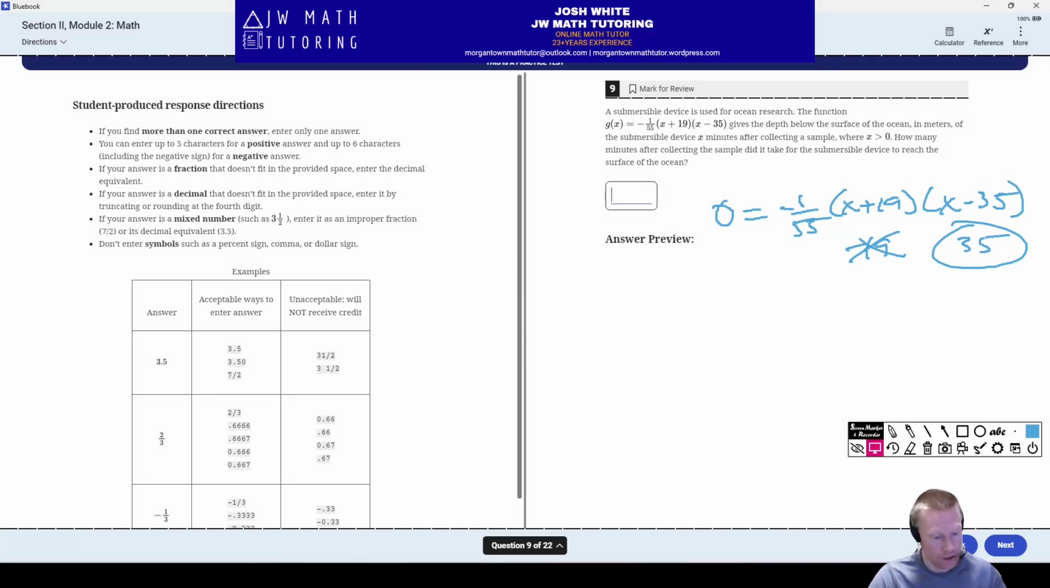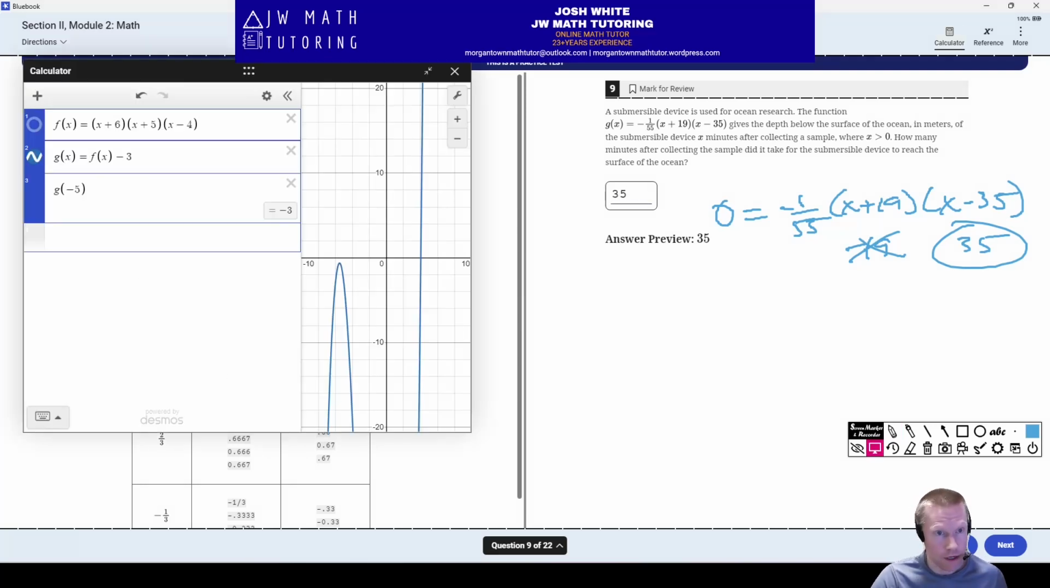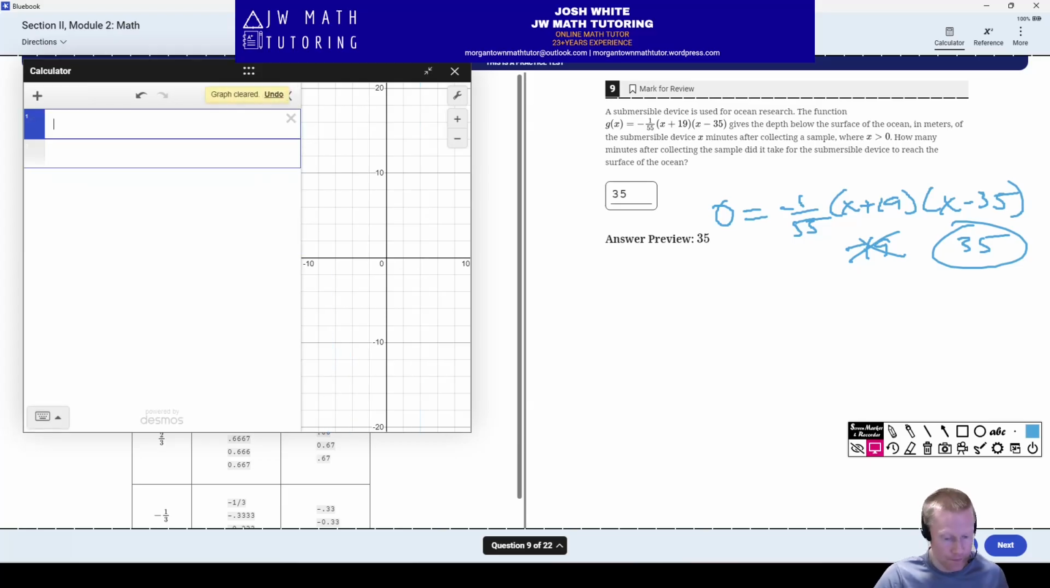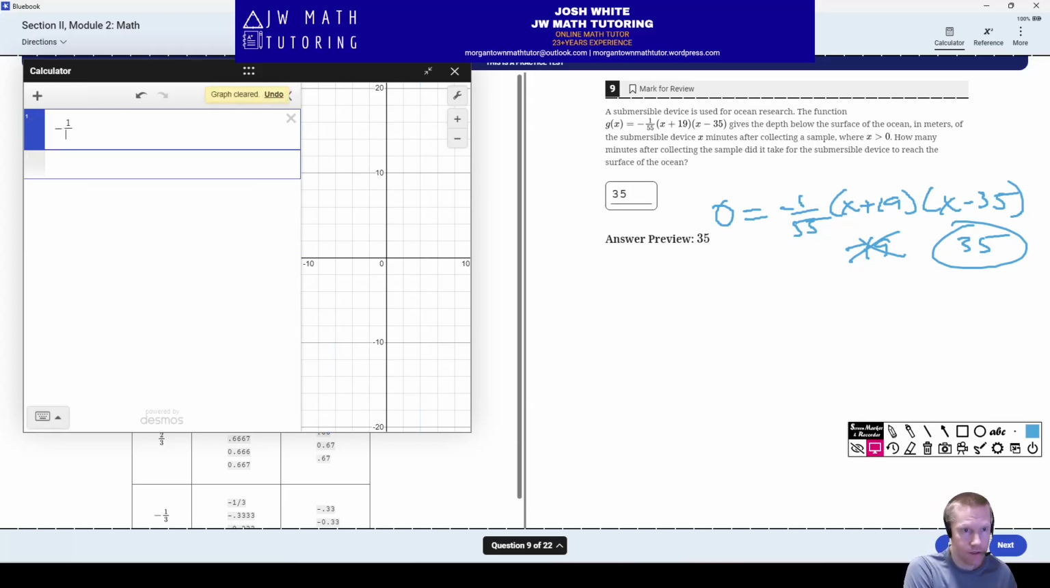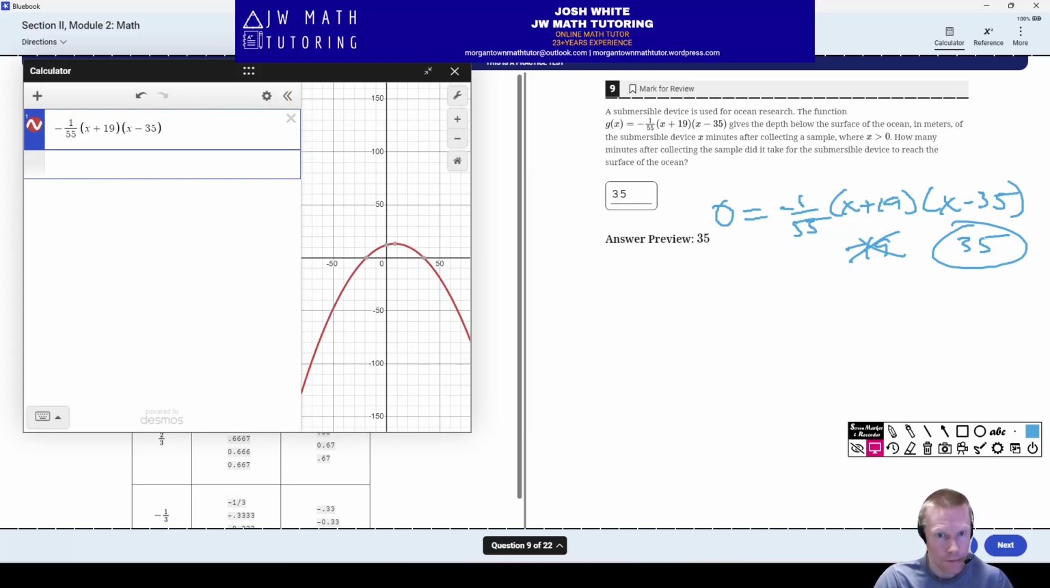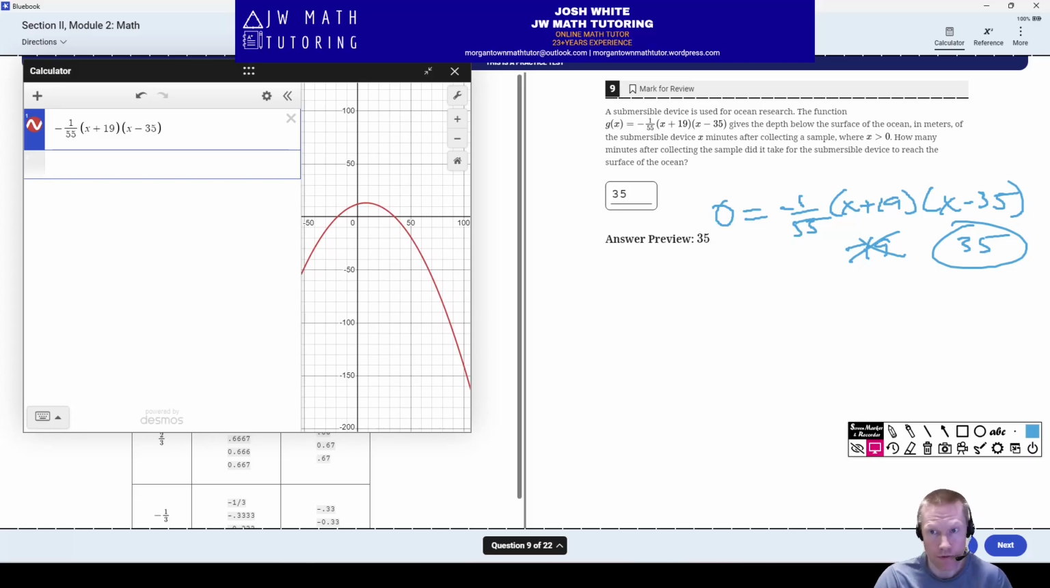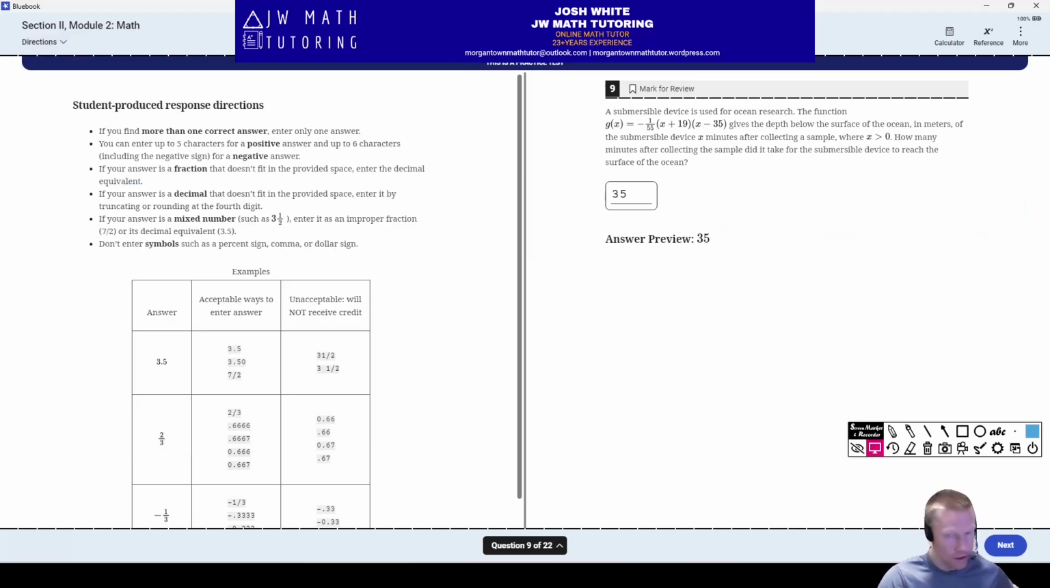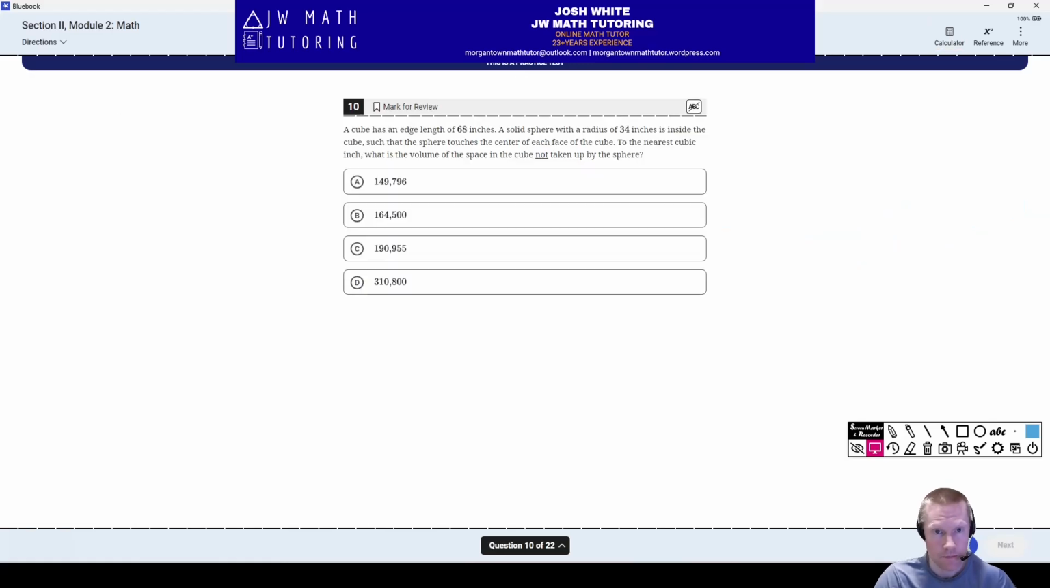And again, if you were confused by the wording or whatever, you could just go to Desmos and you could just graph it out. But you do have to know that to reach the surface means have a y value of 0. And so the point we're looking at is right here, 35, 0. So it's just 35 minutes. That's it. We can move on to the next question.